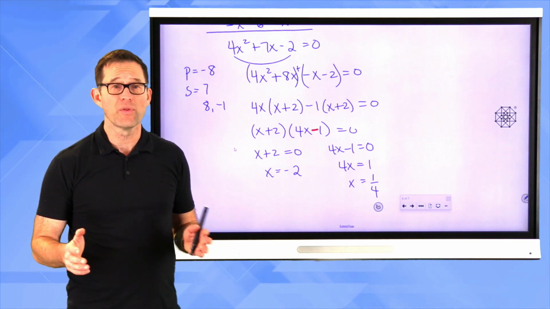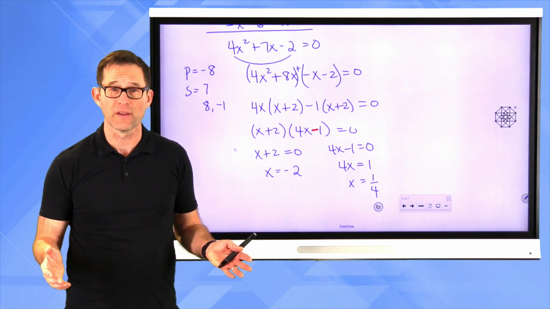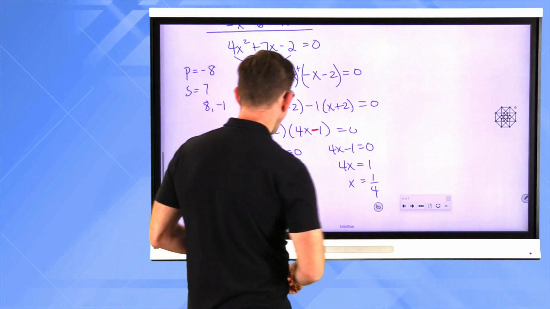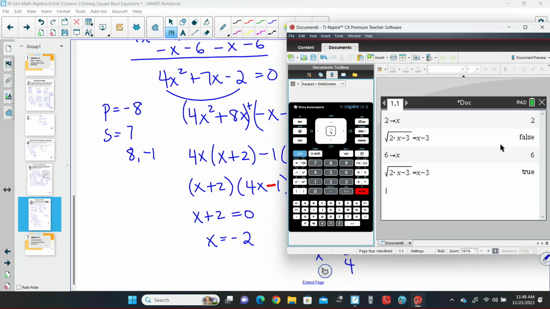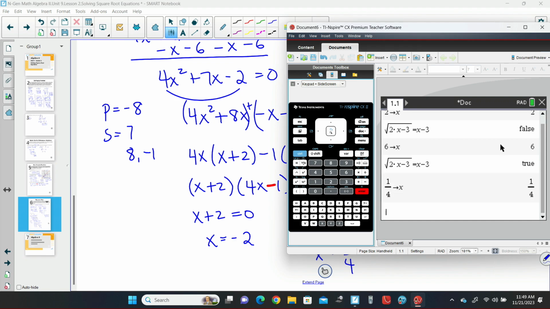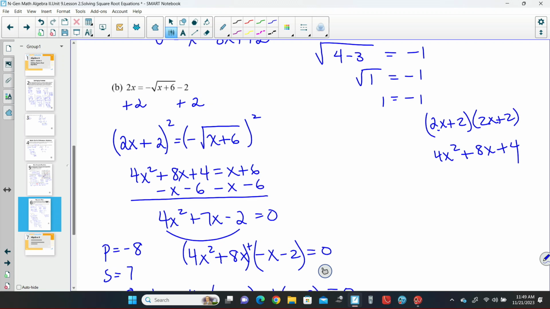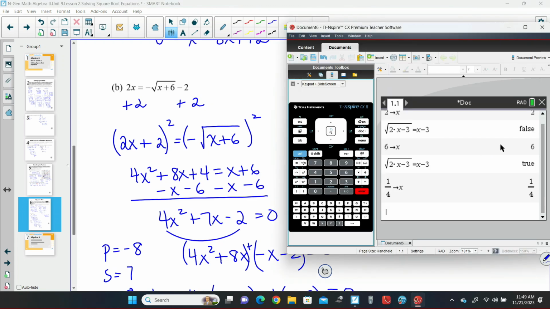So you want to take both of those probably and use your calculator to check. Let's check the harder one. Let's check the 1/4 really quick. All right. So if we take 1/4 and we store it in x, now it might be helpful to go back and see what our original equation is. There's our original equation.